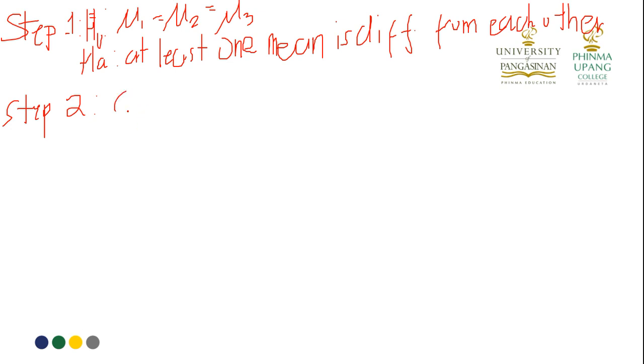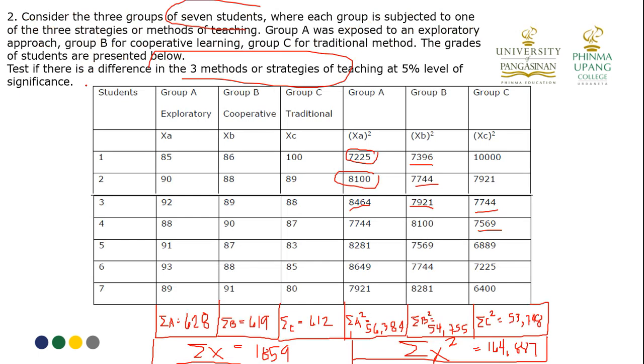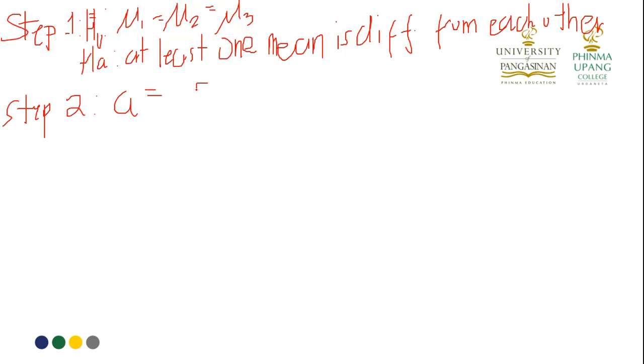So step number 2. What is our alpha, guys? Alpha is 5%. And what is the statistic? ANOVA, syempre. Wala nang iba. Next, step number 3.